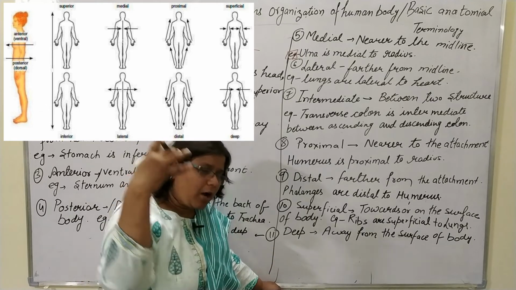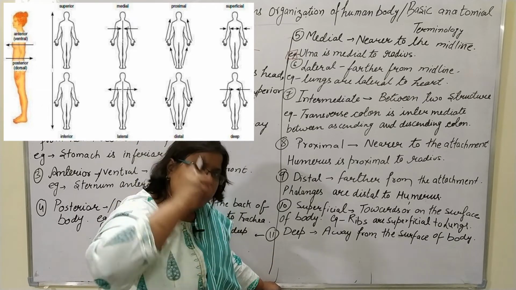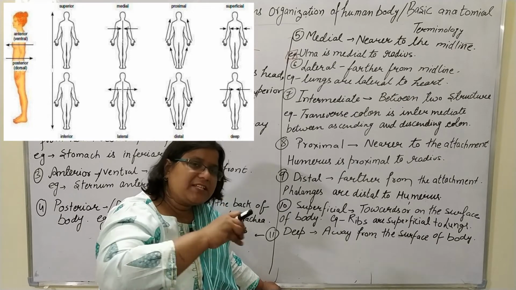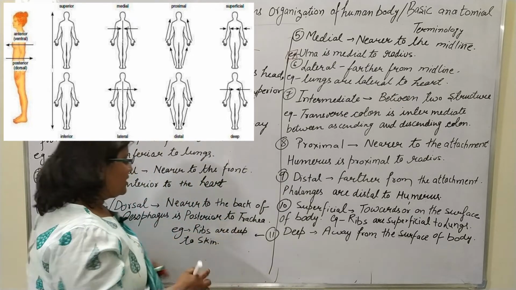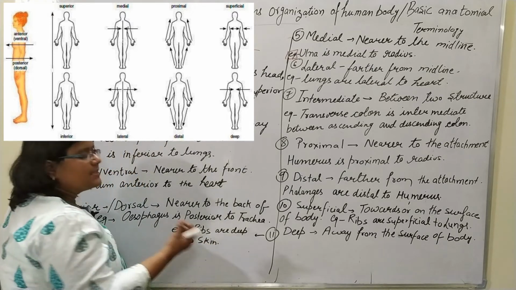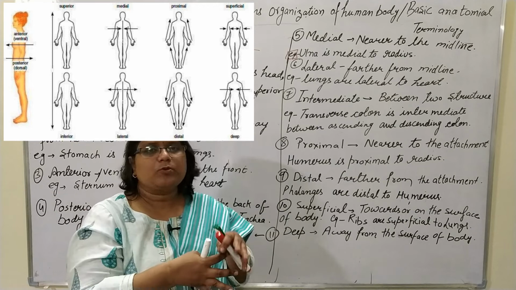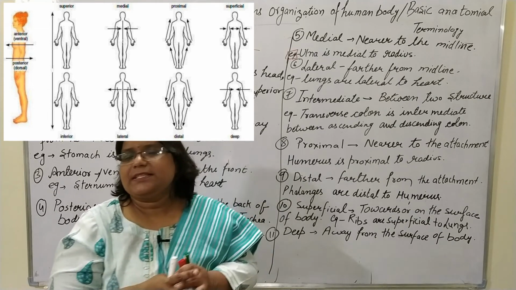Deep means away from the surface, meaning the particular organ is present deep inside. For example, the ribs are deep to the skin. So the bone is deep to the skin. These are the basic terminologies.